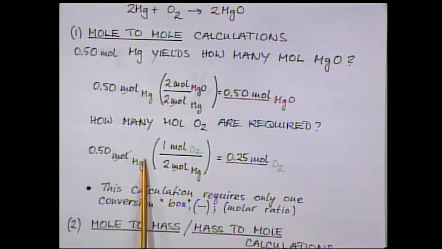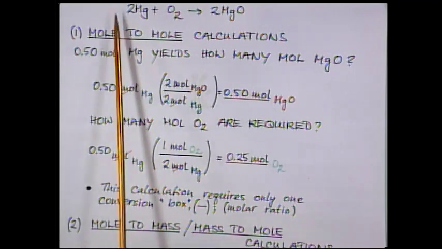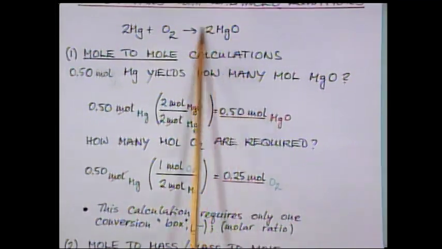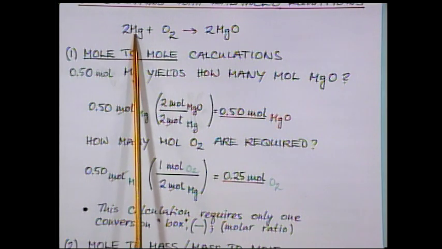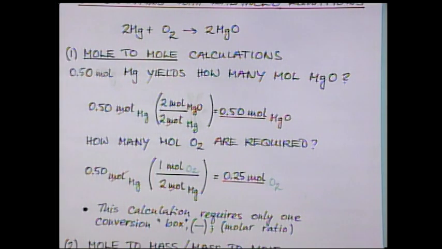Then I set up the same. Remember, I want to react 0.50 moles of magnesium. The ratio is according to the equation: 2 moles of magnesium require only 1 mole of diatomic oxygen. So we set that up here in the ratio. The moles of magnesium cancel, and I end up with moles oxygen, which I want, and then 0.50 divided by 2 is 0.25. We got the answer.